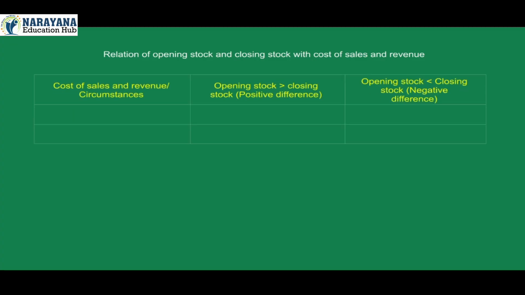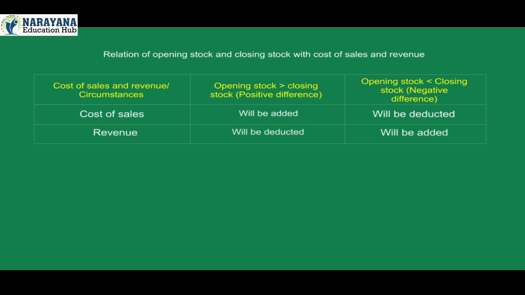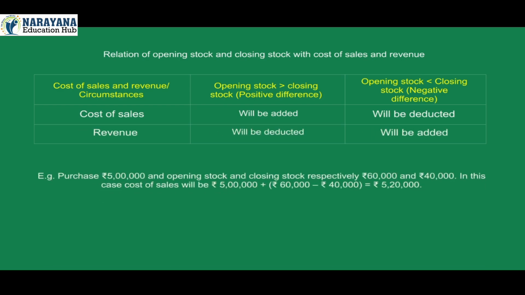Relation of opening stock and closing stock with cost of sales and revenue. Cost of sales and revenue are the circumstances. Opening stock greater than closing stock, that is a positive difference. Opening stock less than closing stock, that is a negative difference. Cost of sales will be added, will be deducted. Revenue will be deducted, will be added.